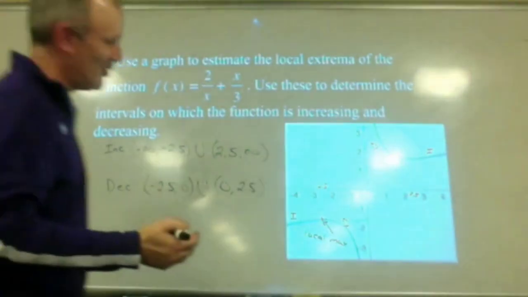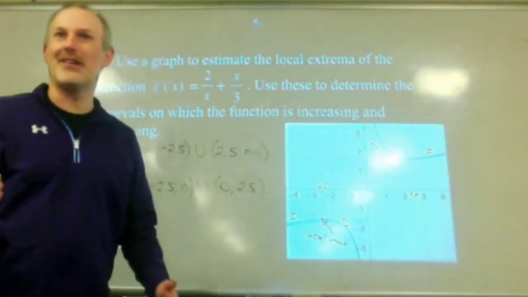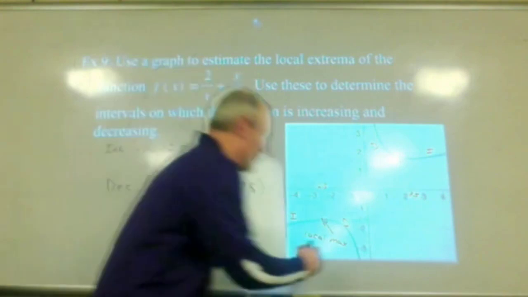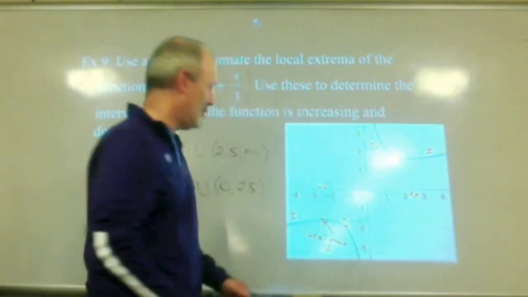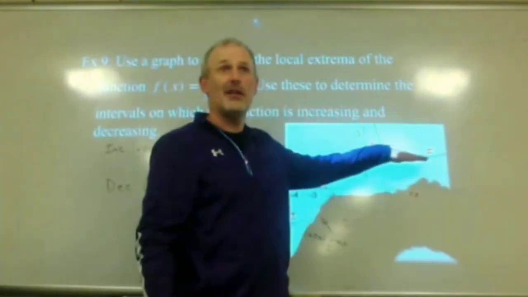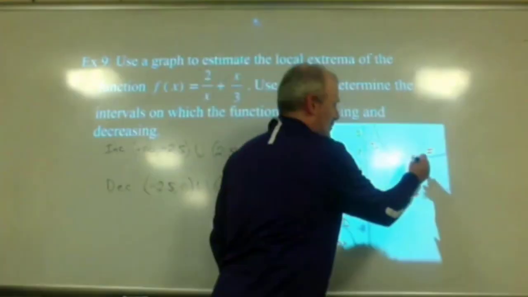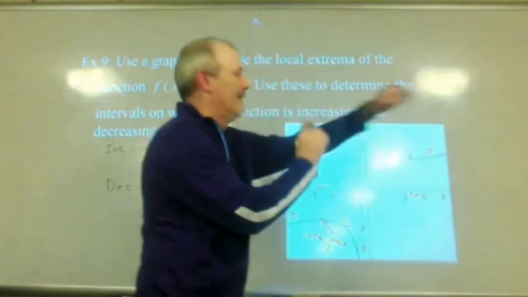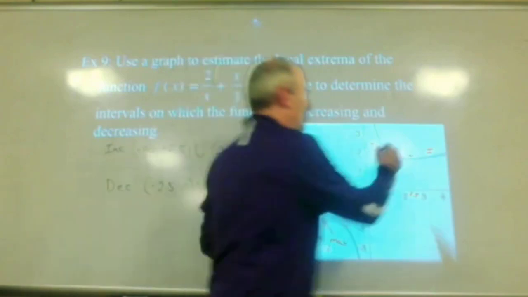Is it closer to negative 1.5 or negative 2? What do you think? Negative 2? Okay, we'll go with negative 2. That's a local maximum. And then what about over here? What would this be called? Local minimum.